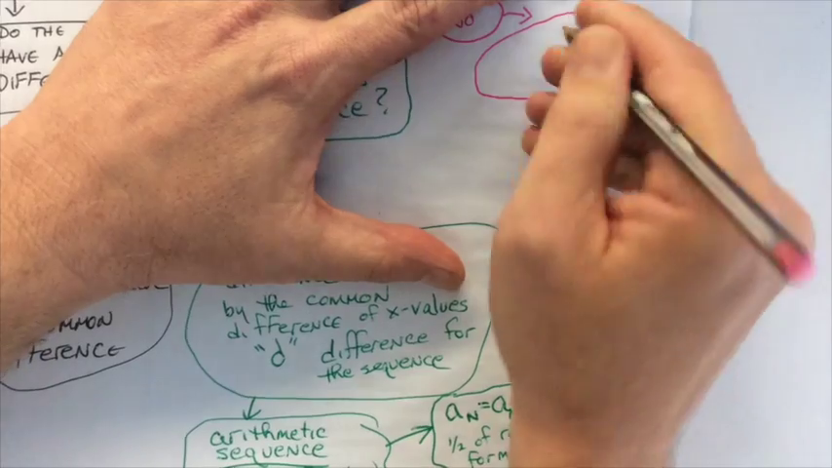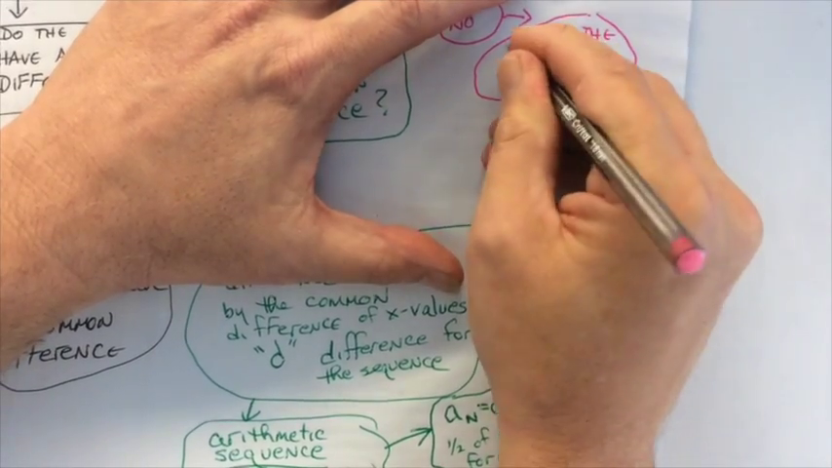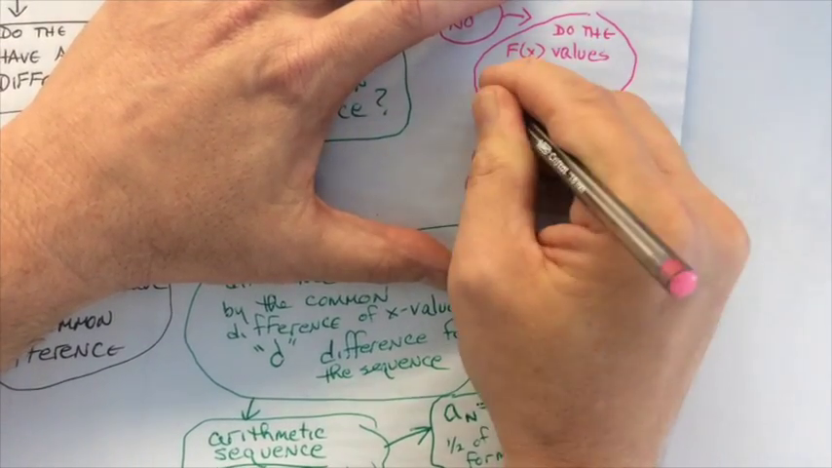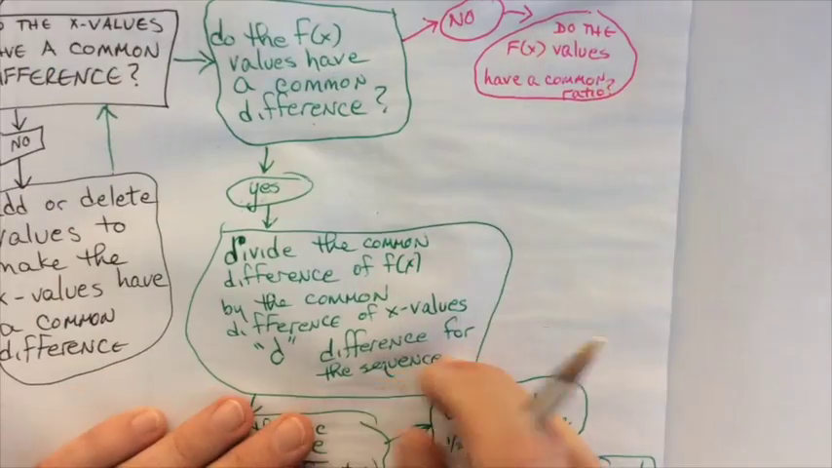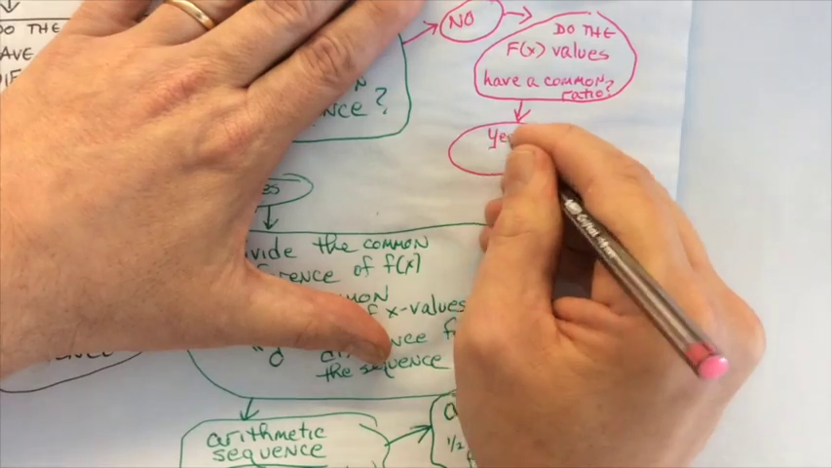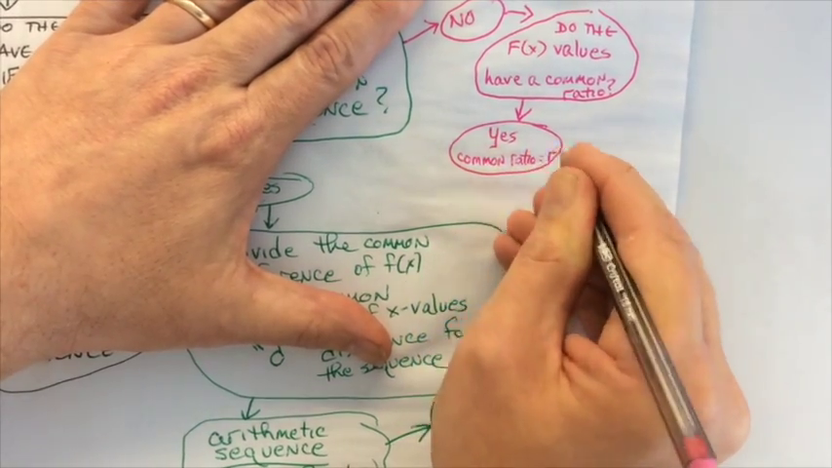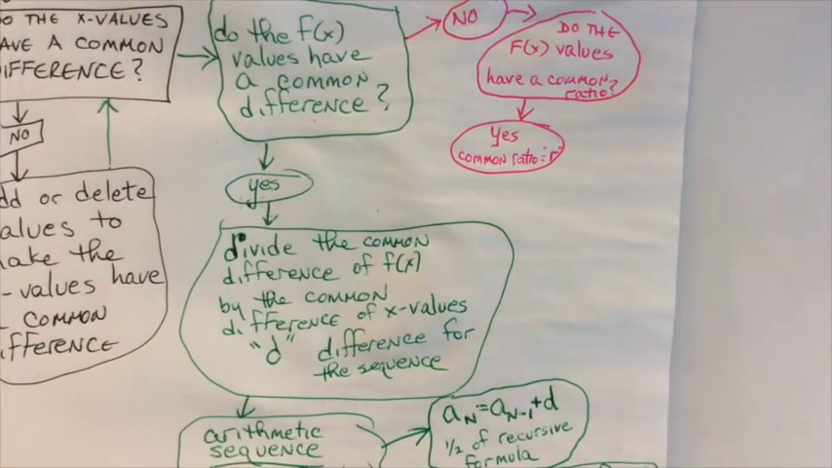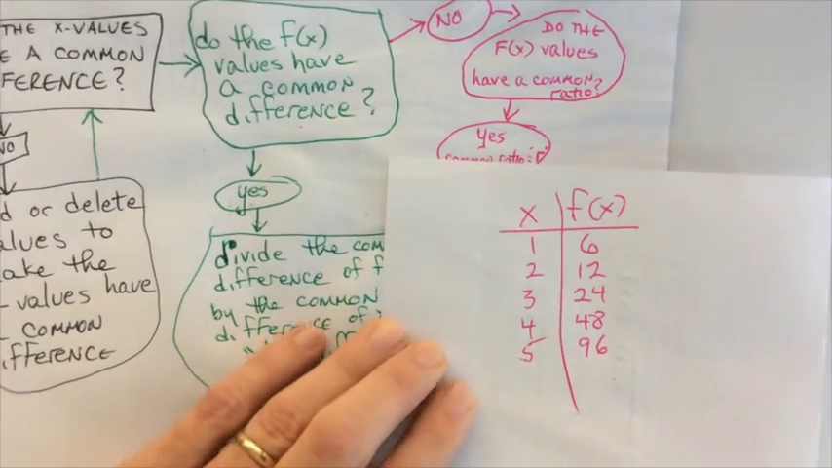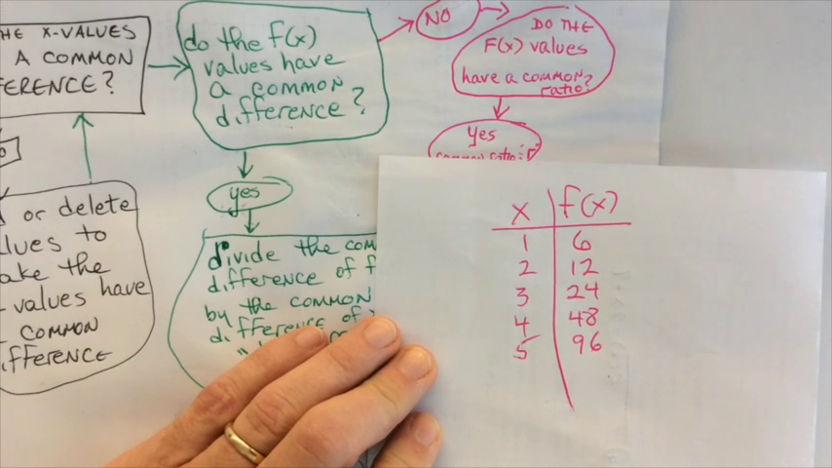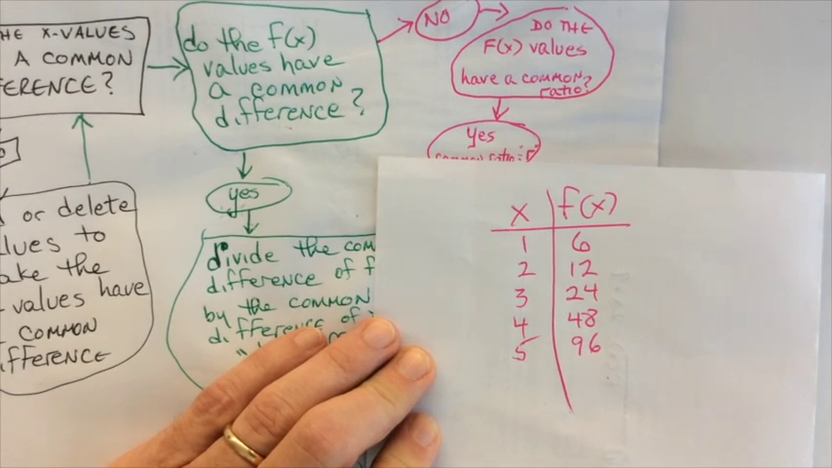Well, the next thing you want to do is find out, do the f of x values have a common ratio? If the answer to that is yes, let's call that R. Common ratio is R. What does that mean? What's an example of that? There's an example. Is there a common ratio there? Yeah. What is it?